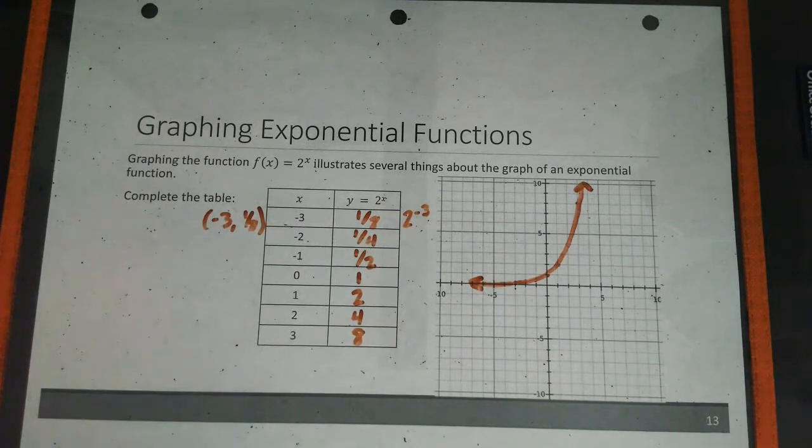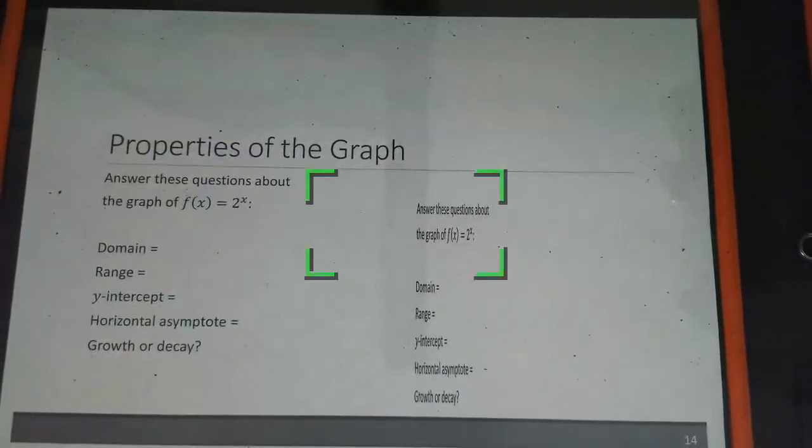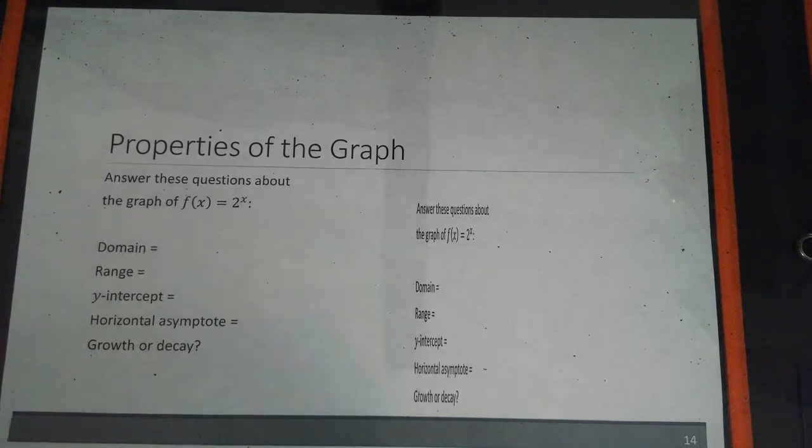We're going to answer some questions about this graph, so I'm going to be flipping back and forth a little bit. Not sure why it printed twice, but we're only going to answer the questions once. So we want to find the domain, the range, the y-intercept, the horizontal asymptote, and decide whether this is growth or decay. So let's start with domain and range.